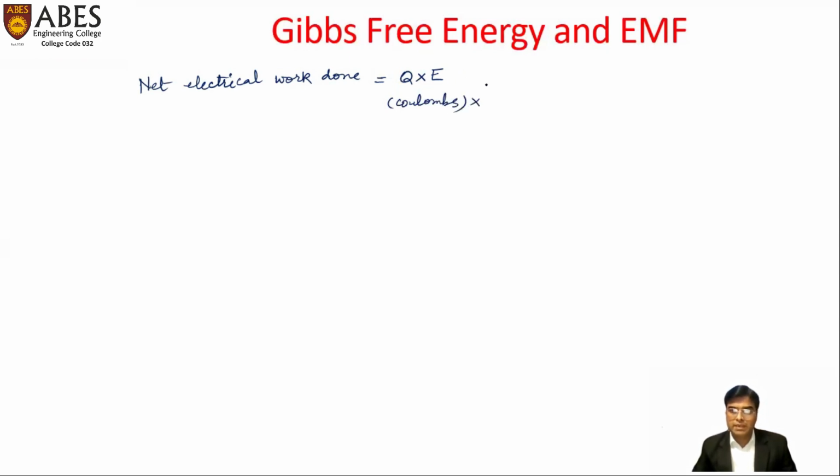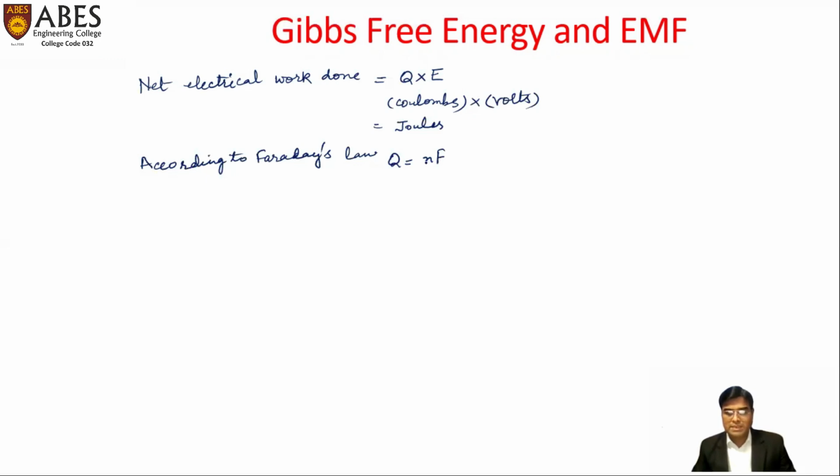And E is the EMF of the cell. It is expressed in volts. So coulomb volt is equivalent to the joules. But we know, according to Faraday's law, Q can be expressed as NF, where N is the number of electrons associated with the chemical change, and F is the Faraday constant.